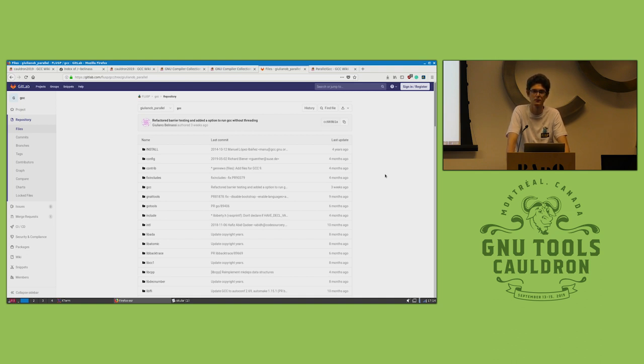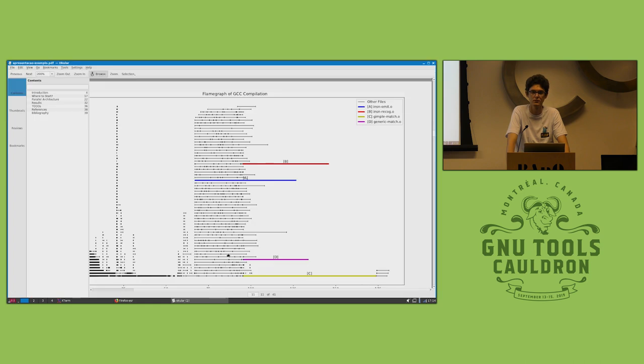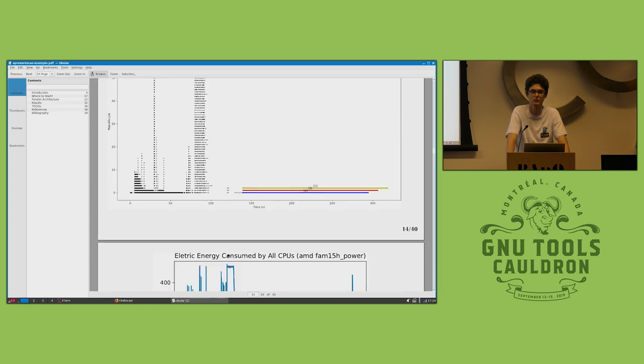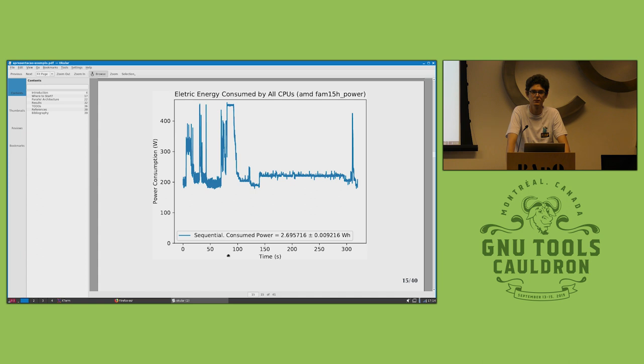Have you tried anything around LTO? So is LTO running in parallel at the moment? I'm not sure. But I found that if LTO is enabled, the compile time is really slow. Right. So this is the power usage of the GCC compilation with LTO. And this part here is the sequential part. And this is the parallel part of LTO, right? So we have a really big sequential part.